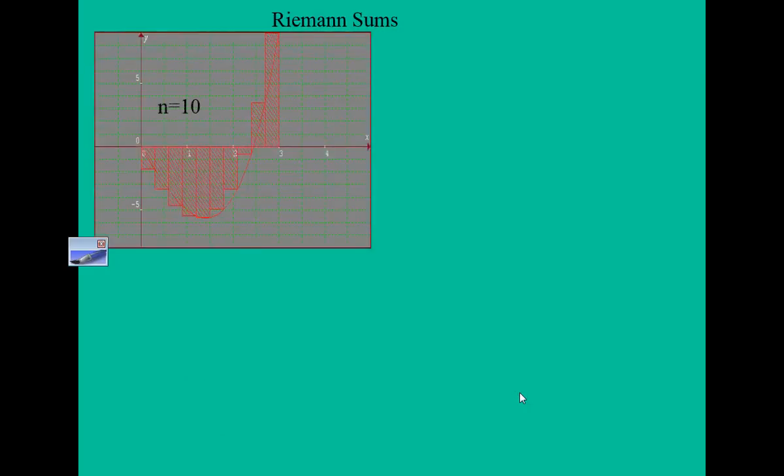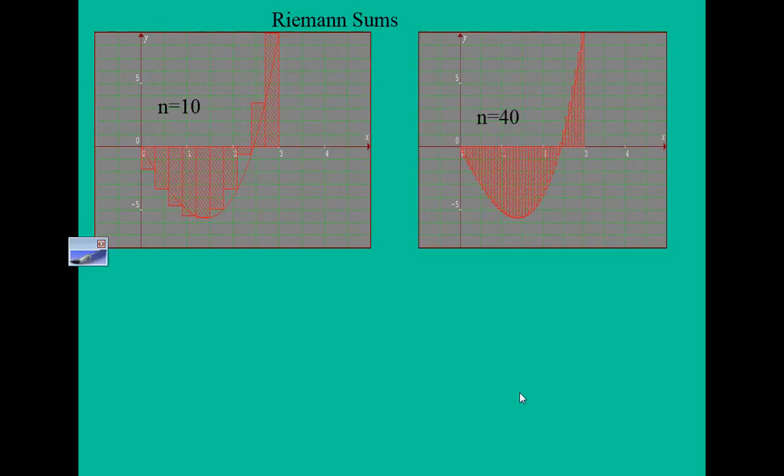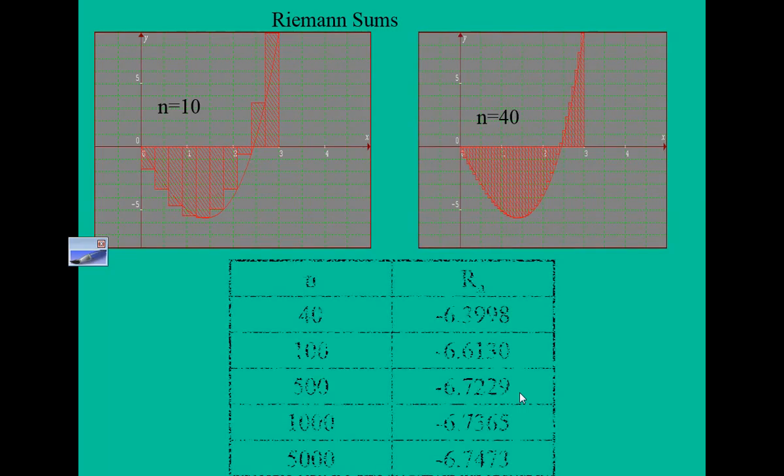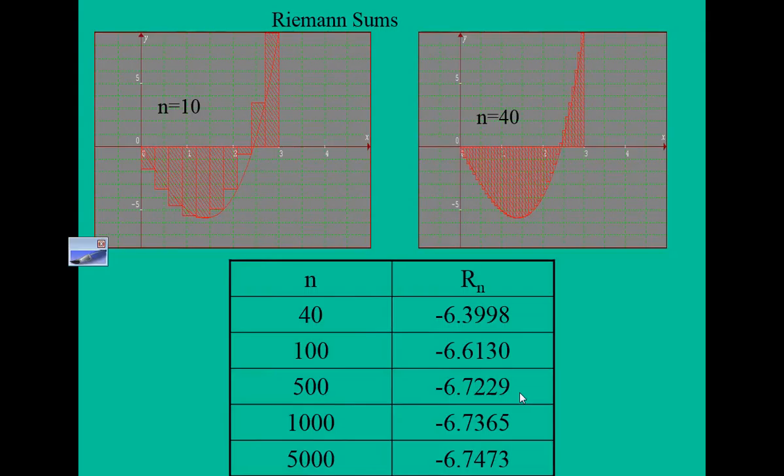Riemann sums. Now, if we use 10 rectangles for the last example, our x cubed minus 6x example, this is what the 10 rectangles would look like. If we used 40 rectangles, this is what it would look like. You can see the amount of error is minimized by increasing the number of rectangles. And here's a table. If we used 5,000 rectangles, you can see we would get an area of negative 6.7473, which is very close to the area that we found using the integral, negative 6.75.